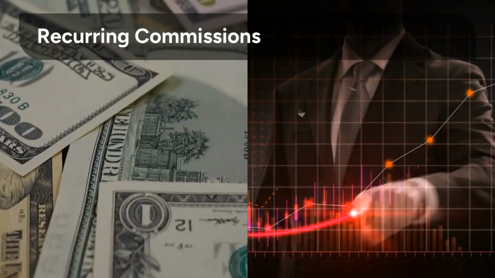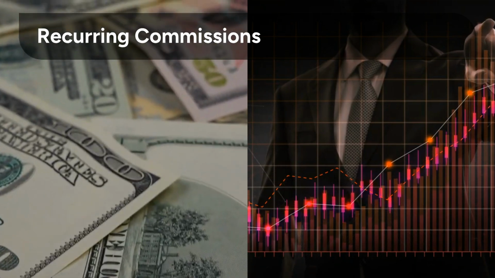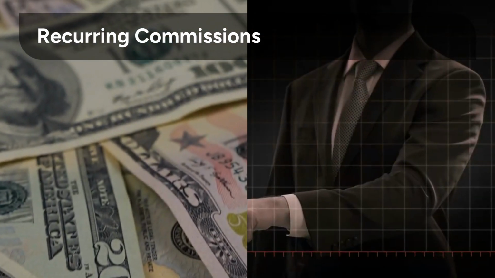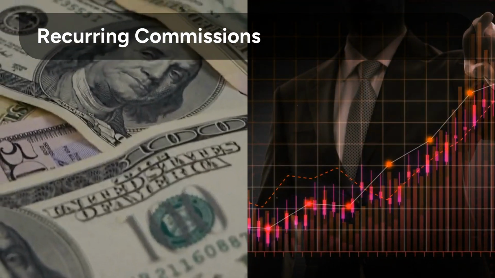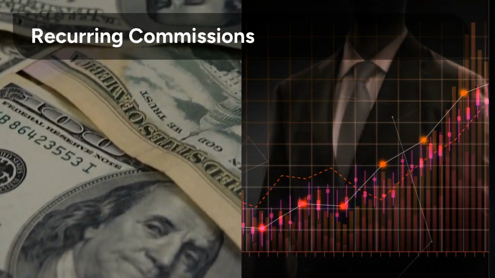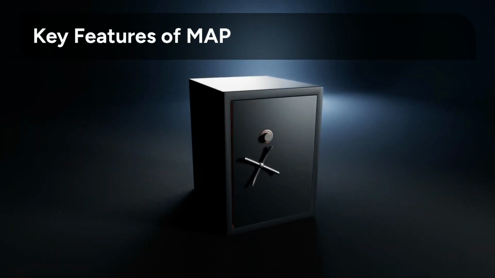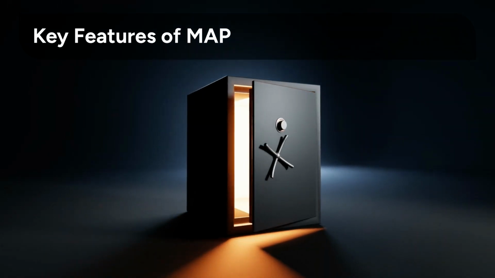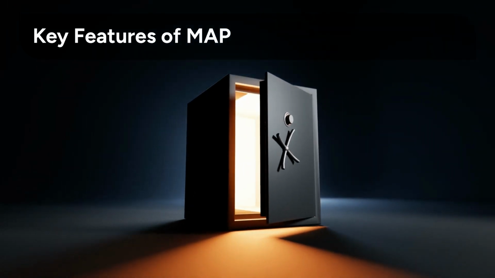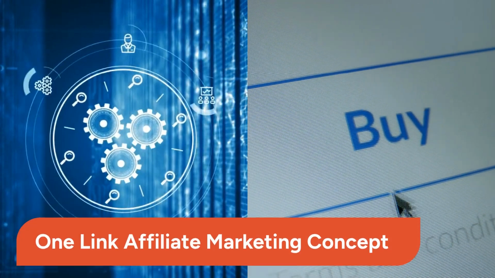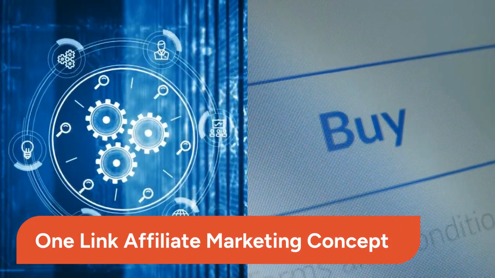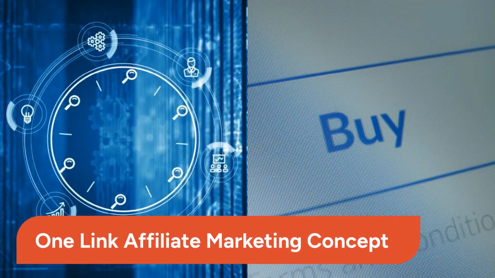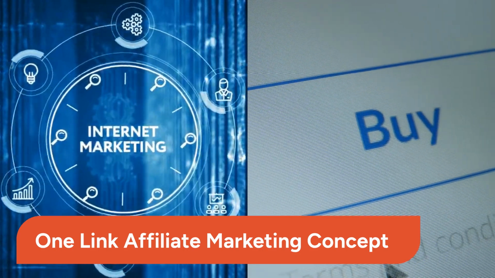MAP offers an educational and automated approach to building sustainable, passive income through recurring commissions. Let's explore the key features of MAP, including its unique perpetual commission model, comprehensive education elements, and frictionless enrollment. The one-link affiliate marketing concept and continuous commission model means easy marketing and continued leads and commissions over time.